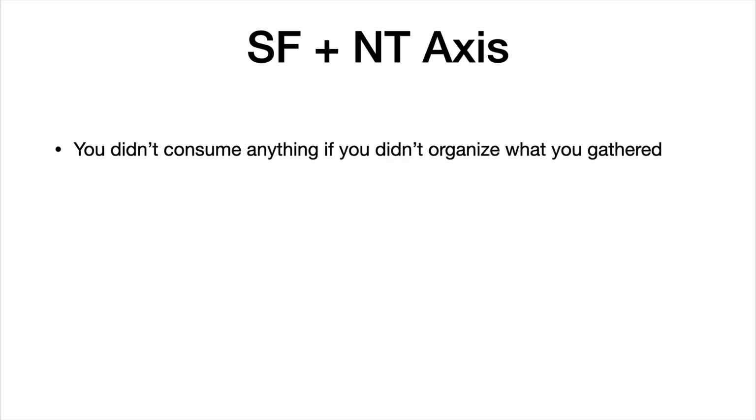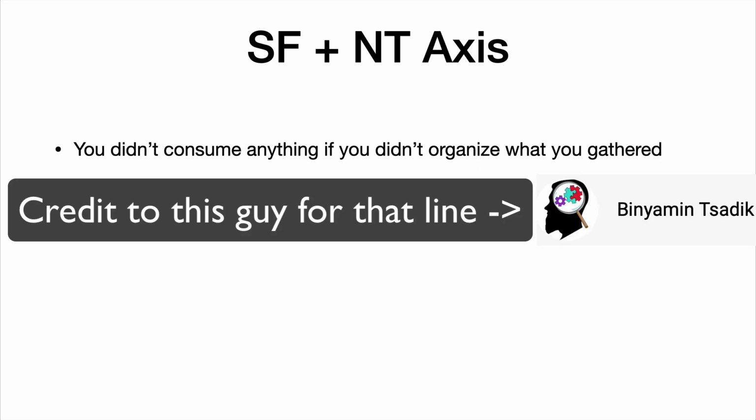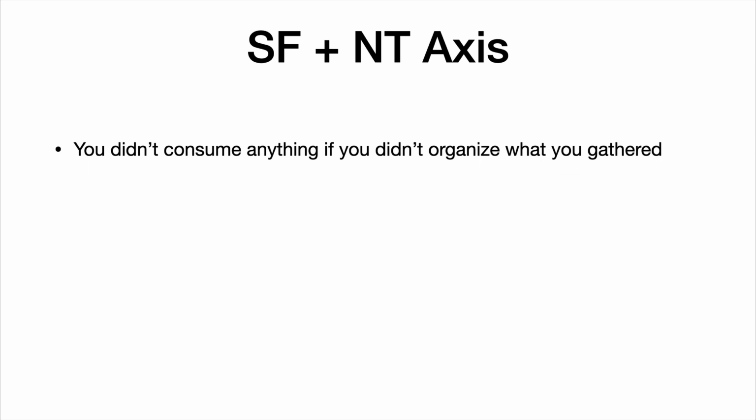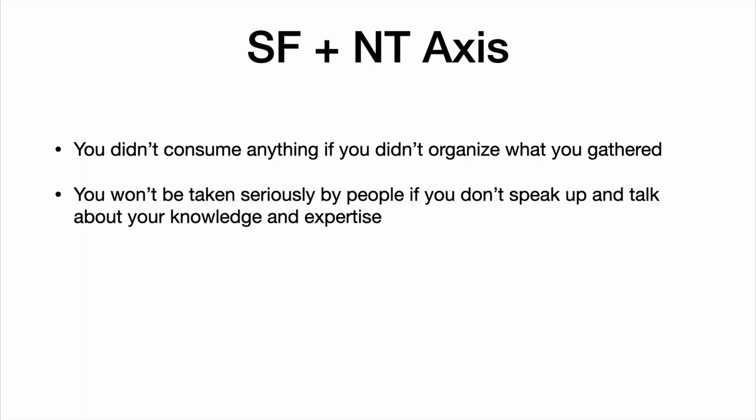Before we look at how to use anti-blast, it's important to look at the SF and NT axis. Basically, with SF consume, you didn't consume anything if you didn't organize what you have gathered. So that's very important for those with lead consume or consume in a savior state: after you finish consuming, you now need to organize all those facts that you've gathered. And it's important to learn anti-blast because you won't be taken seriously by people if you don't speak up and talk about your knowledge and expertise. To be honest, those with savior consume tend to have a lot of knowledge. It's just that they didn't take the time to organize it and then teach it to other people. And that's really the biggest problem.